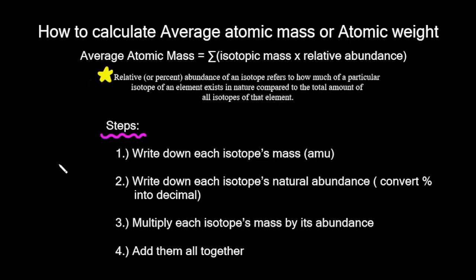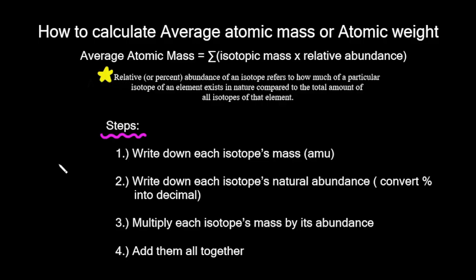Here are the steps you can use to calculate the average atomic mass. Step number 1 requires that you write down each isotope's mass in AMU, or atomic mass units. The second step requires that you write down each isotope's natural abundance. If the abundance is given as a percentage, convert it to a decimal by dividing your percentage value by 100 or by moving the decimal 2 places to the left.